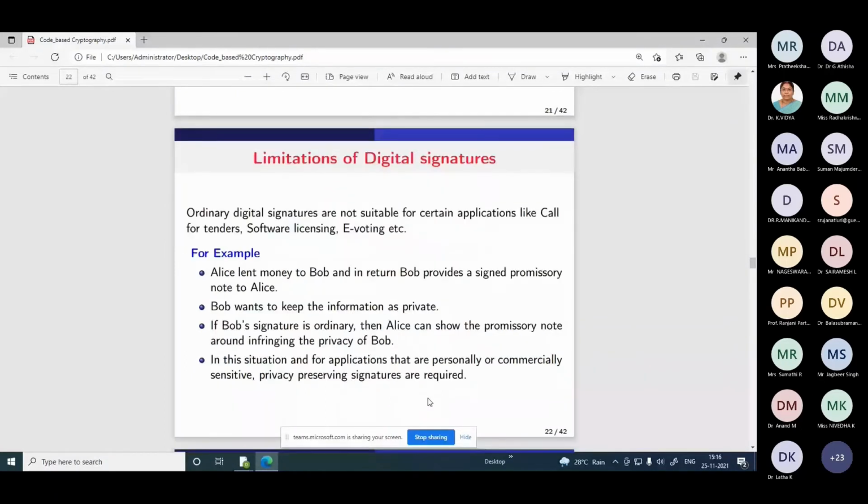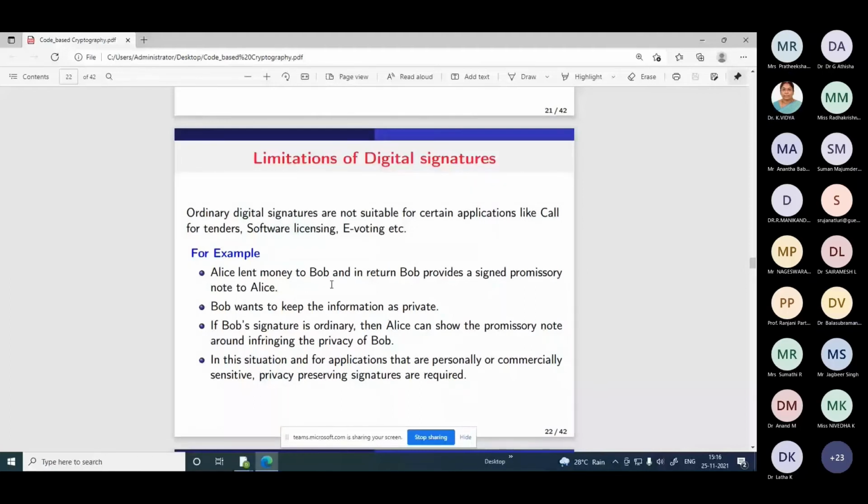So we have seen two cryptosystems, McEliece and Niederreiter cryptosystems, under code-based. That is a very important cryptosystem. Any doubt till this? Can I proceed? Yes, ma'am. Okay.